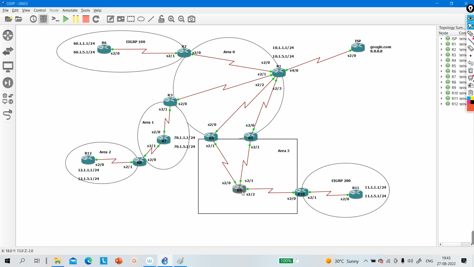So router 9 will receive these prefixes in the form of LSA 5 from router number 10, because router number 10 is an ASBR, and router 9 will receive these prefixes in the form of LSA 5 from router number 2. Router number 2 will generate LSA 5 to share these prefixes. Fine. So let me show you the database of router 9.